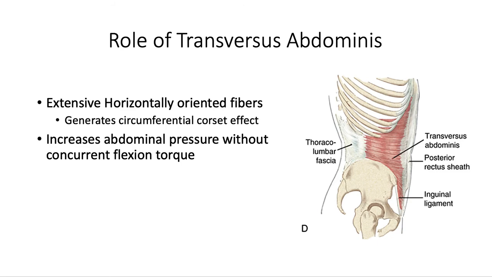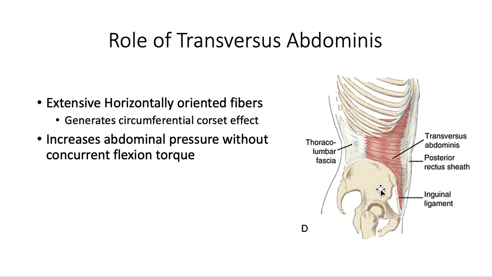Let's examine the role of transversus abdominis. Transversus abdominis has horizontally oriented fibers that attach to the thoracolumbar fascia. It generates a circumferential corset effect that creates stability around the core region. Why is it different from all other abdominal muscles? Because of its fiber orientation. If you think about rectus abdominis and the fibers running from superior to inferior direction, or external oblique, where the fibers run in the oblique direction, as well as internal oblique in the opposite oblique direction.